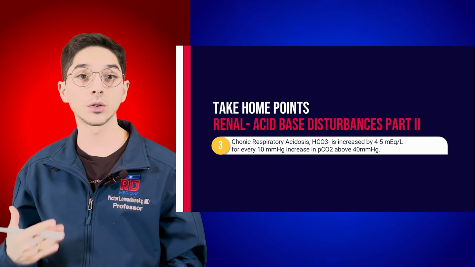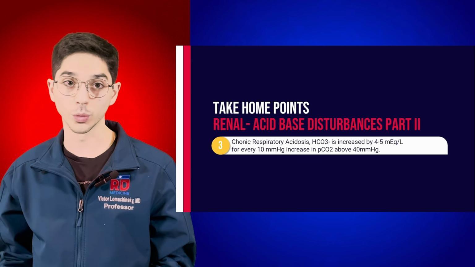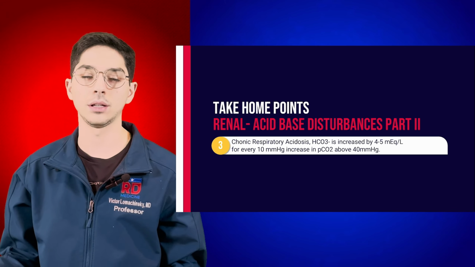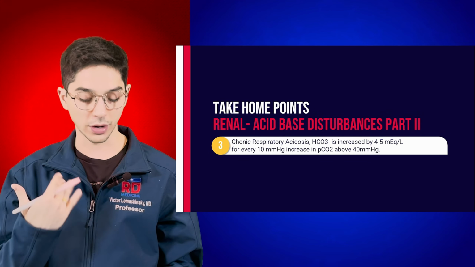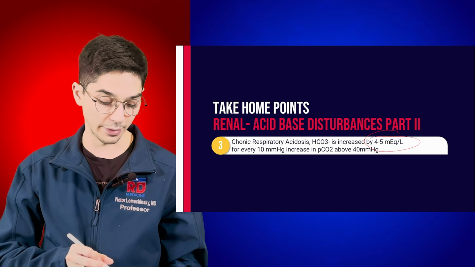Now, if that were to be a chronic process, well, you would be able to compensate a little bit more, wouldn't you? We just talked about how renal compensation takes days to take place. So if you're compensating for a very long time, well, that's a 4 to 5 for every 10.